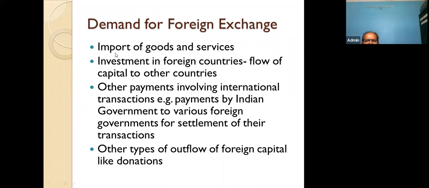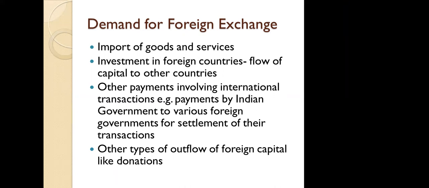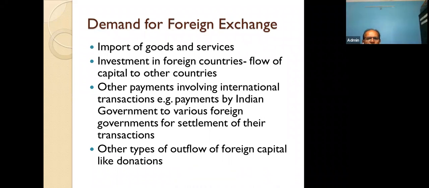Because, suppose a country is importing goods and services from other countries, naturally we have to make payment. So in order to make payment, does the demand for foreign exchange increase or decrease? What do you guess? Increases. So naturally the demand for foreign exchange will increase, because we are having import of goods and services. Then investment in foreign countries, flow of capital to other countries.